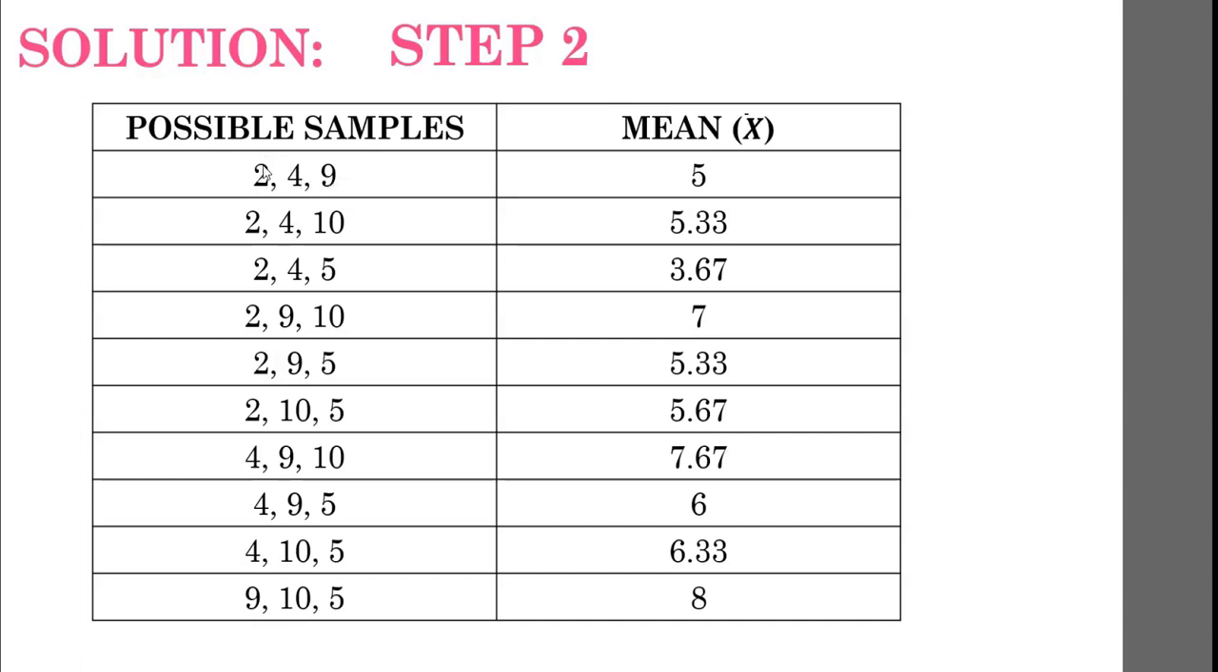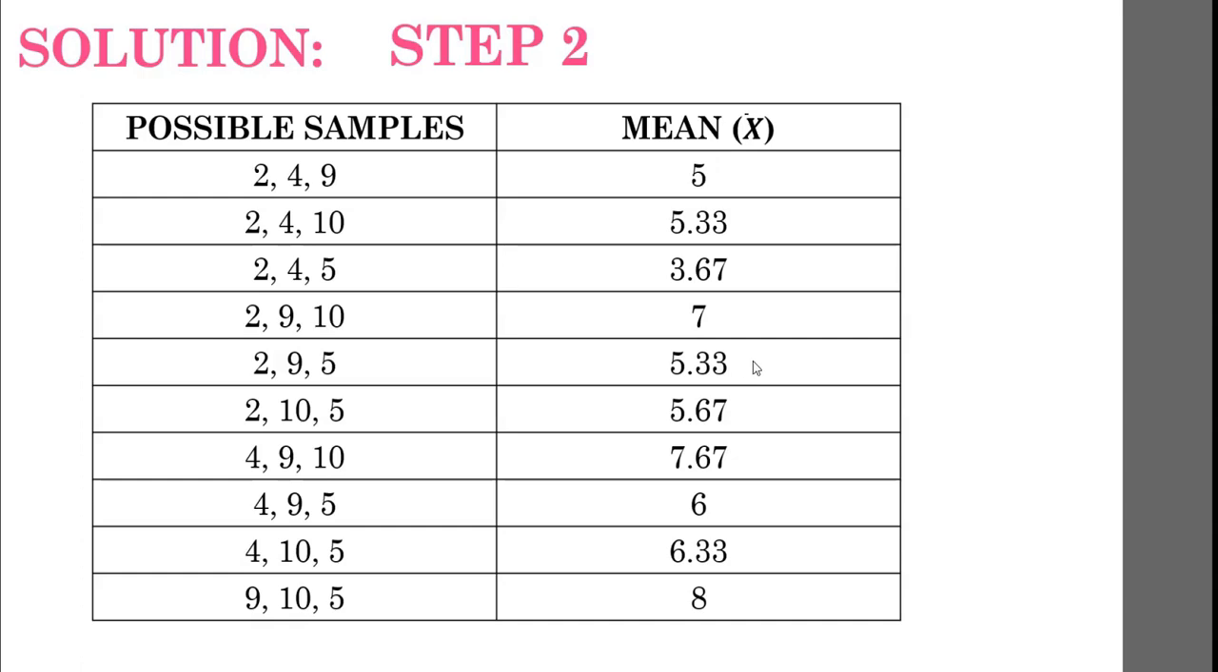2 plus 4 plus 9 is equal to 15. Divided by 3, 15 divided by 3 is 5. That's why the average is 5. 2 plus 4 plus 10 is 16. Divided by 3 is 5.33. 2 plus 4 plus 5 is 11. 11 divided by 3, that's 3.67.